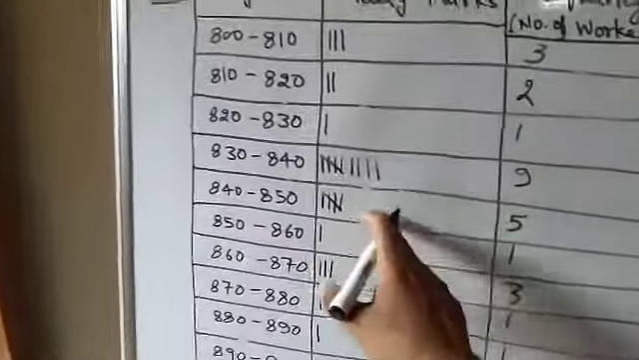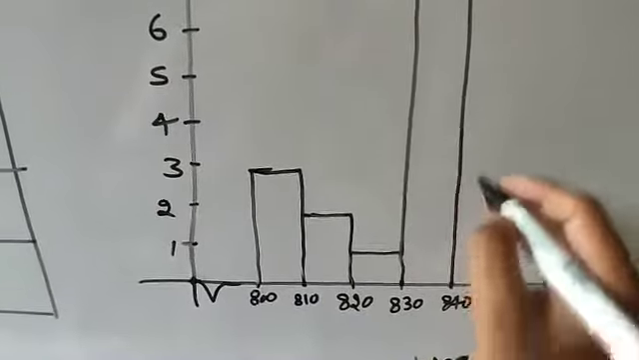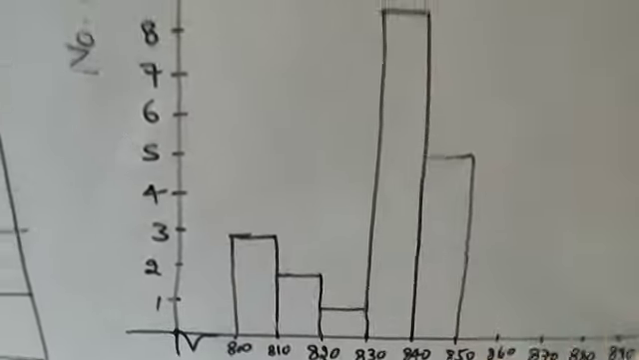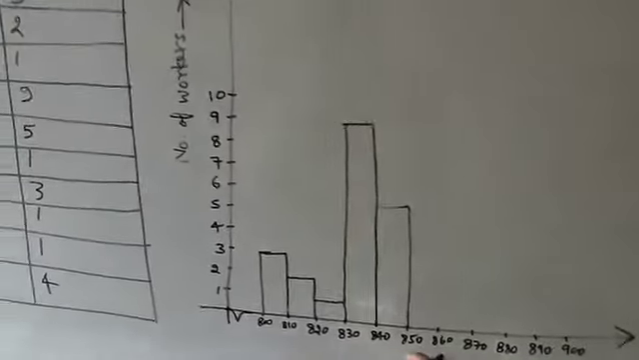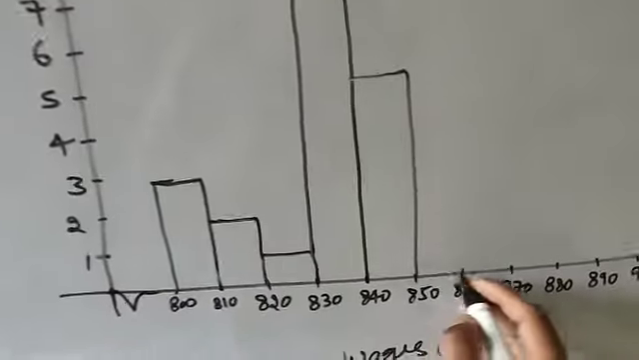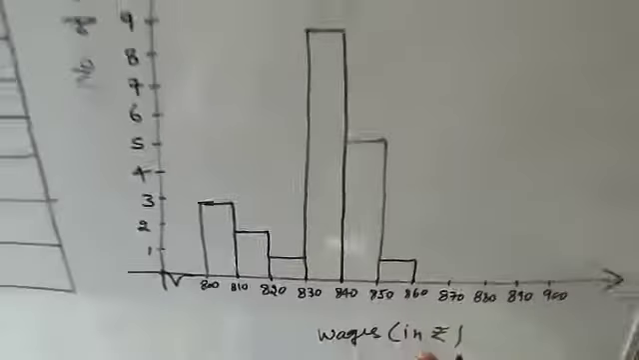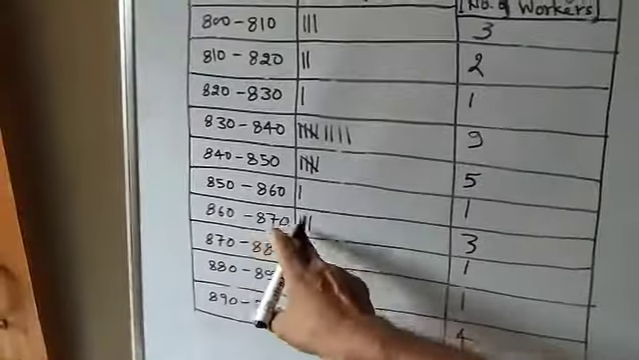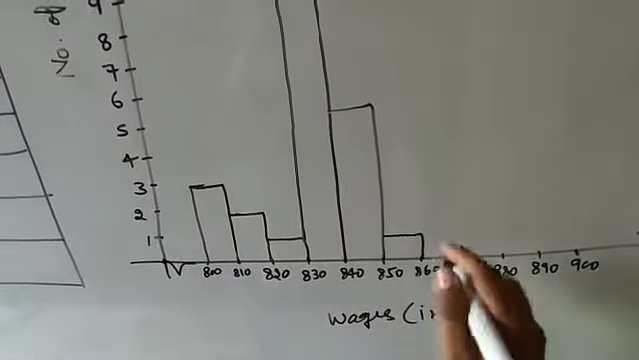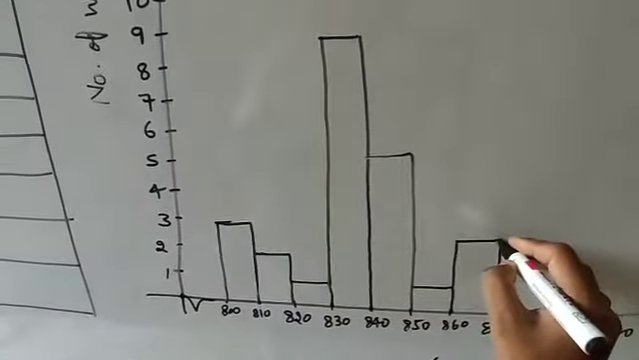Now 840 to 850, it is 5. So 5 will be approximately here. Now 850 to 860, it is 1. Now 860 to 870, it is 3. So here you will represent up to 3.